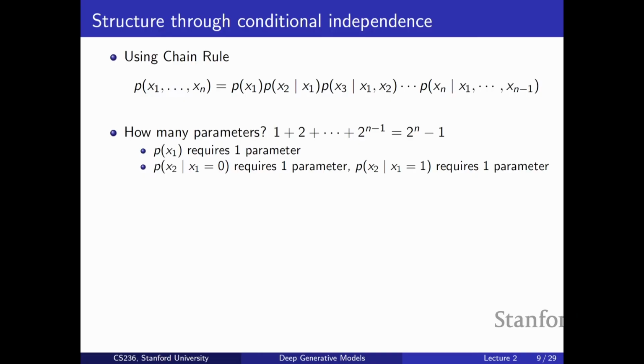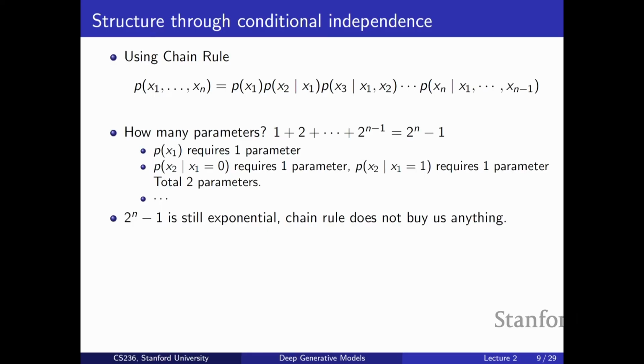One for the case where the first variable is 0, and one for the case where it's 1. Then if you look at P of x3 given x1 and x2, there are 4 possible values that x1 and x2 can take, so you need 4 parameters. That's where you get this kind of geometric series, and that's where you get the exponential blowup. These last conditionals are very expensive, and so if you do the sum, you still don't get anything here. But it gives us a way to perhaps make progress. It's still a useful building block.